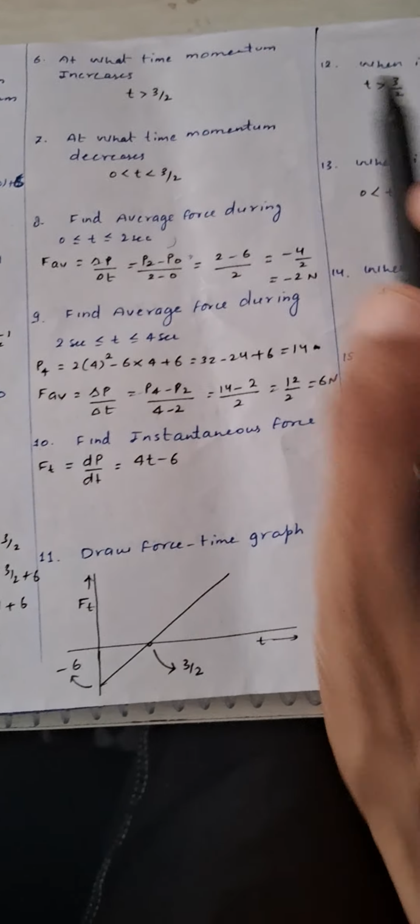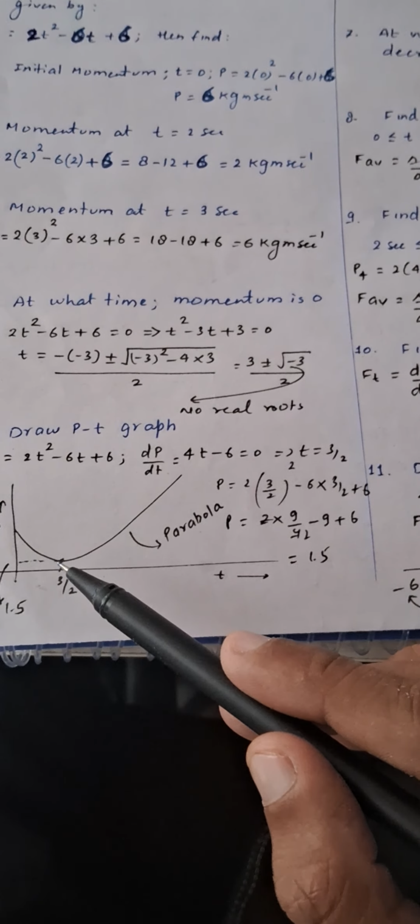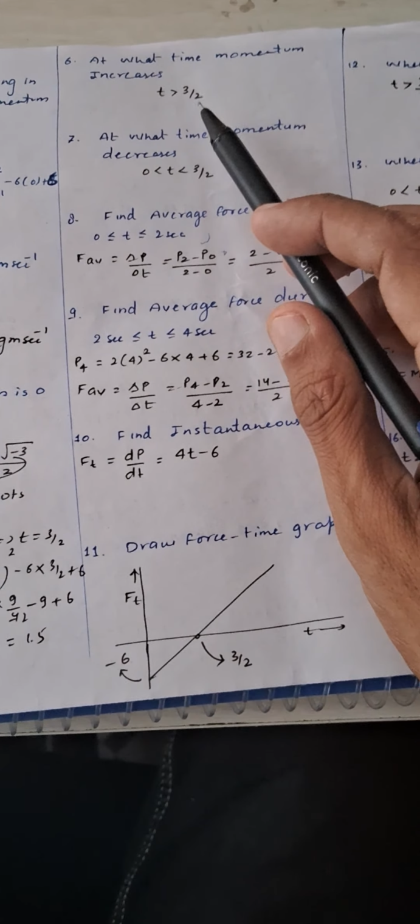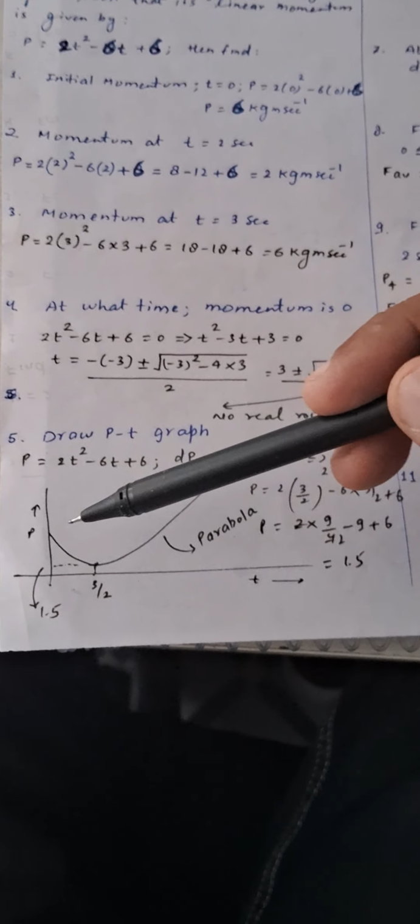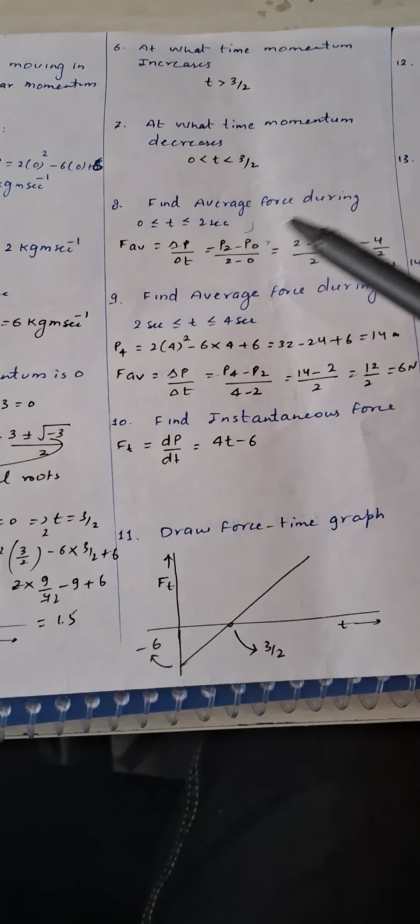So next question is at what time momentum increases. As you can see in the graph, momentum increases from 3 by 2 onwards. So it increases during t greater than 3 by 2. Next question is at what time momentum decreases. As you can see in the graph, momentum decreases during 0 to 3 by 2. So that will be the time interval.